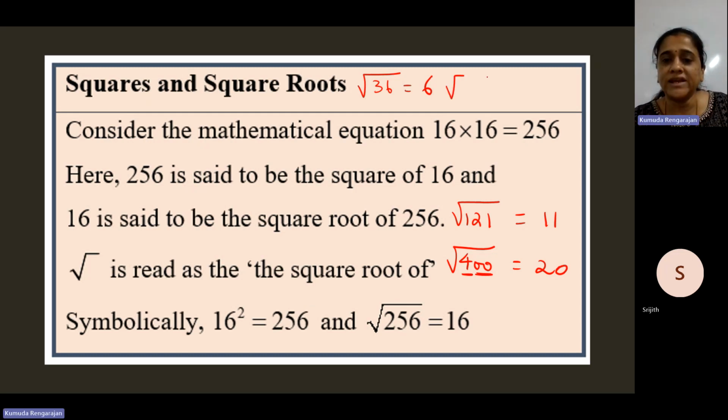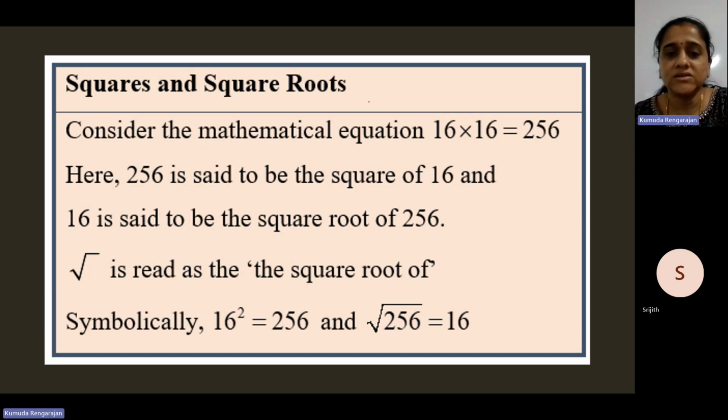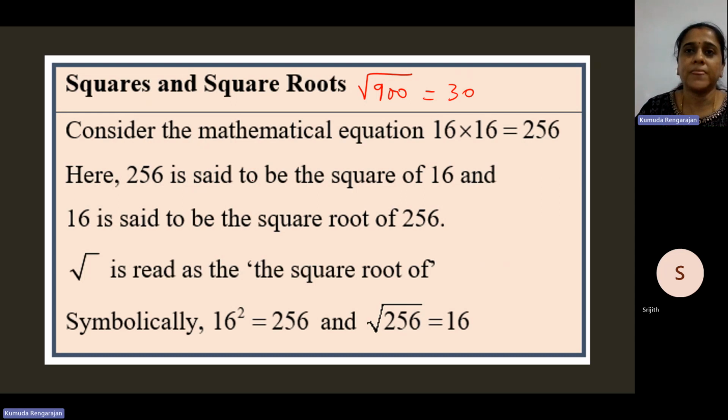What's the square root of 900? 30. 9 is 3, two zeros, one zero, half the number of zeros. So the square root of 900 is 30. That means 30 into 30 is 900, or 30 squared is 900.